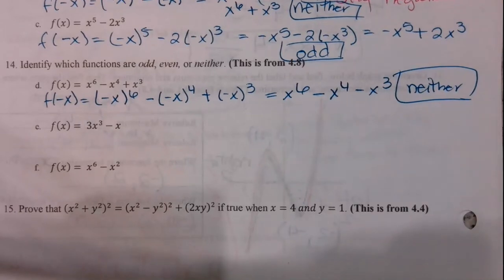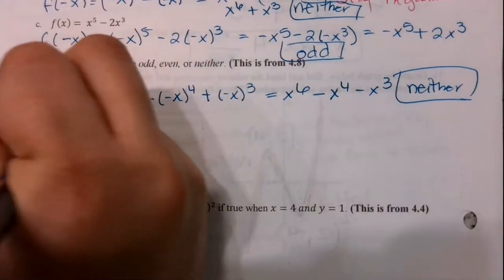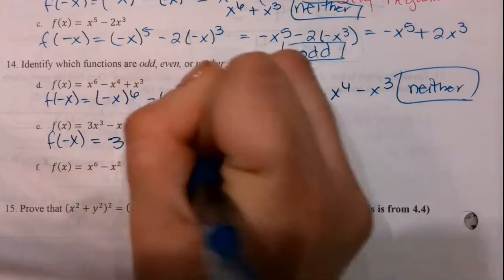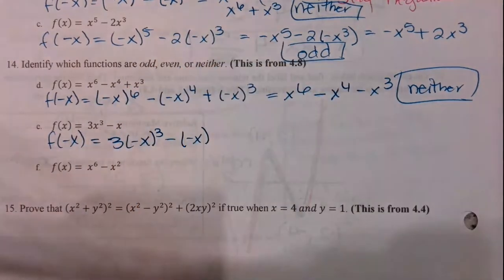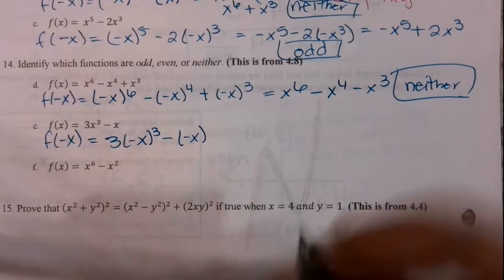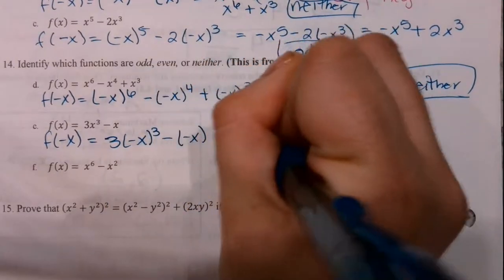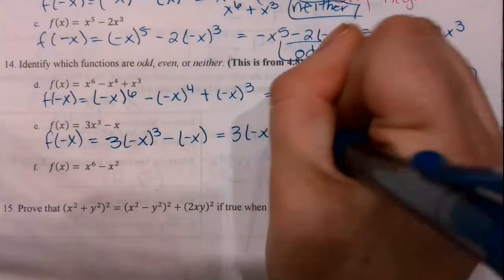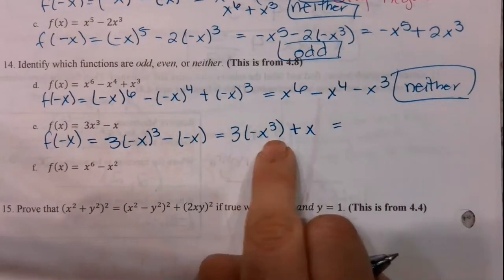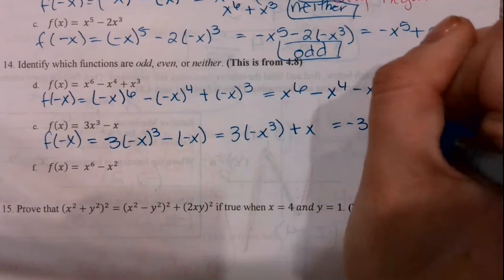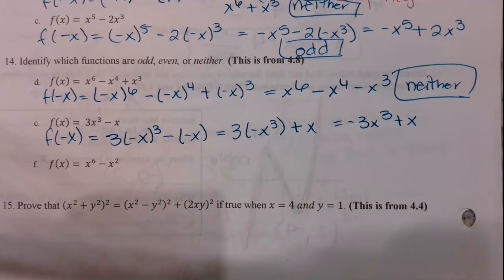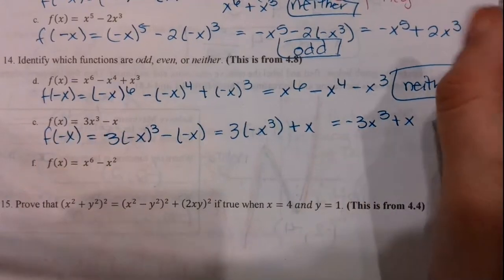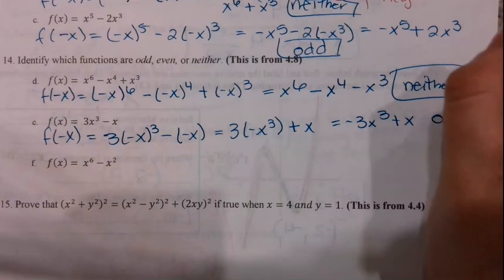Okay. C, I'm going to plug in negative x. Okay. This one is a negative exponent, so it's going to come out negative. And then the x stays negative. I'm just going to change my sign right now. So over here I have positive 3 times negative x, so it turns into a negative 3x cubed plus x. So these are opposite, opposite. So this one is, when the sign changes, it's odd.